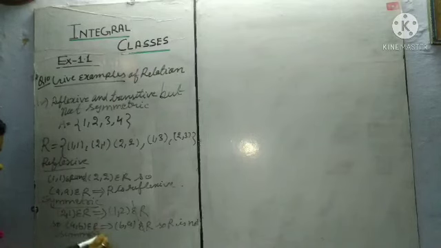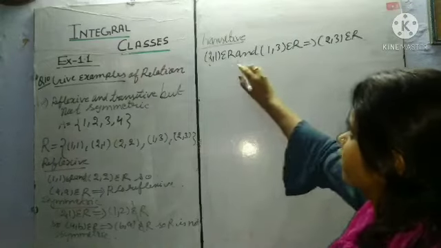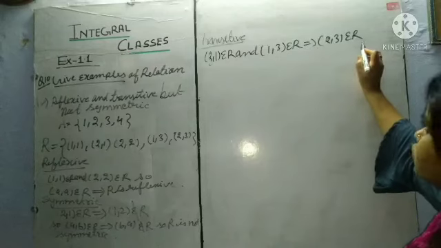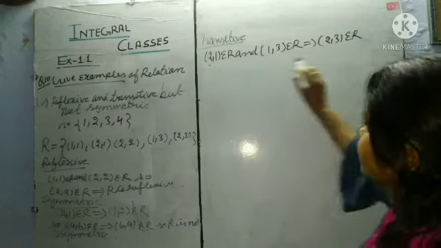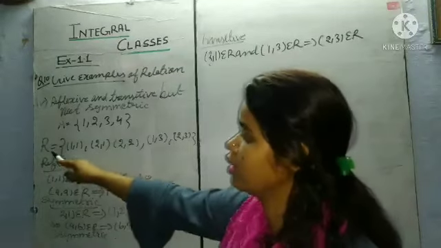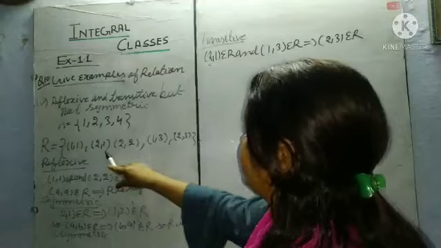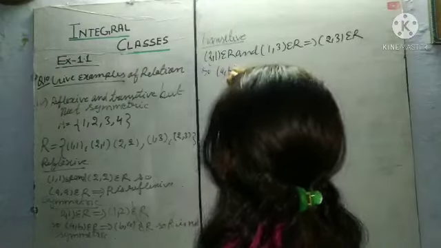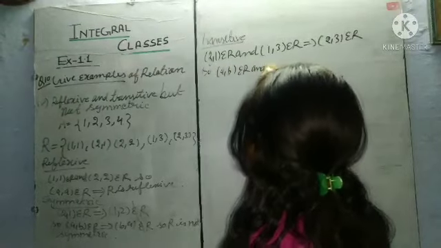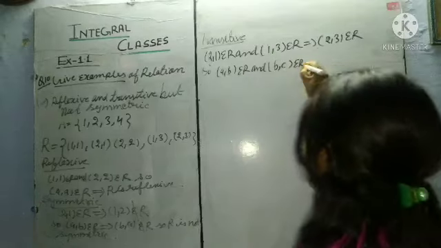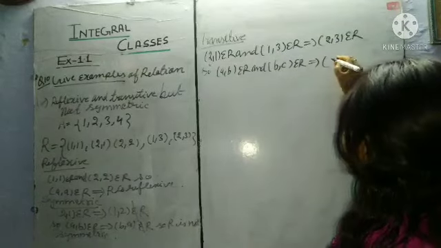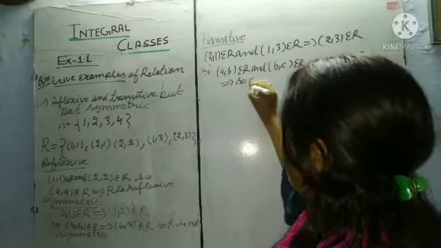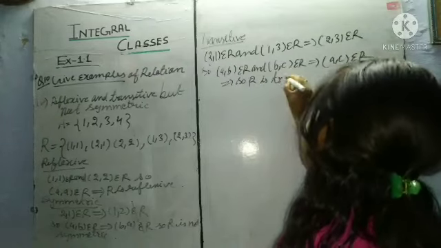Now for transitive, 2, 1 belongs to R, 1, 3 belongs to R. So it implies that 2, 3 also belongs to R. As we observe, all three pairs exist in this relation: 2, 1, 1, 3 and 2, 3. So a, b belongs to R and b, c belongs to R, so it implies that a, c also belongs to R. So R is transitive.